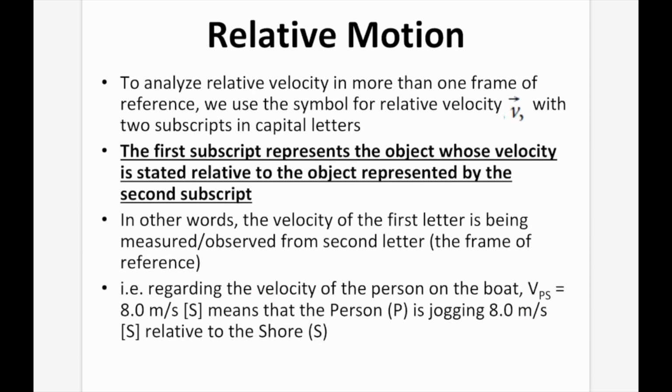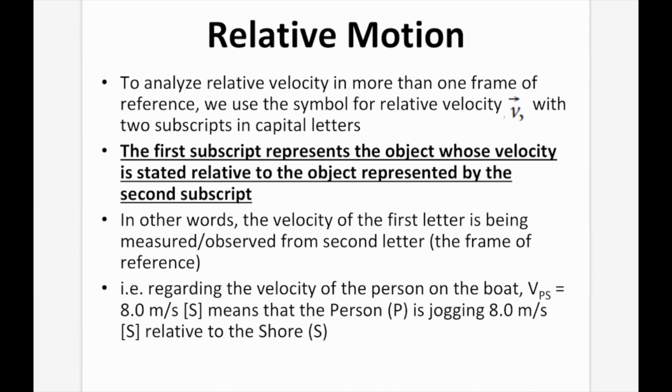Relative motion. To analyze relative velocity in more than one frame of reference, we use the symbol for relative velocity, with two subscripts in capital letters. The first subscript represents the object whose velocity is stated relative to the object represented by the second subscript. So what does that mean? In other words, the velocity of the first letter is being measured or observed from the second letter. This is the frame of reference.